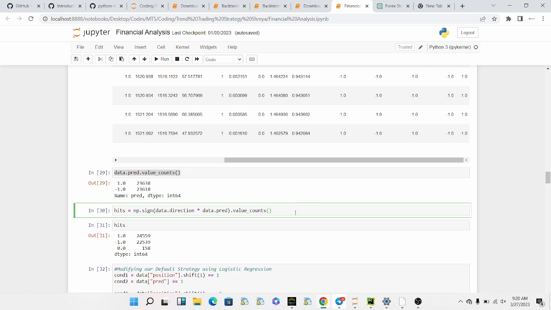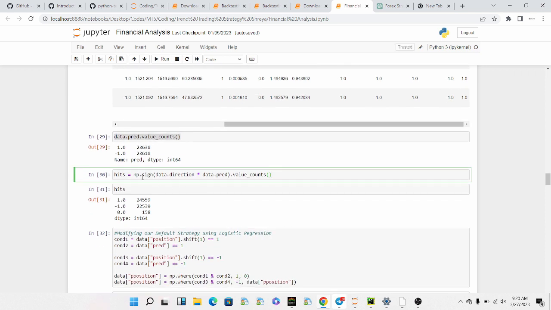Right, so we look at our hit ratio here, which is basically our hits. We looked at the currents, and we measured the data.direction and data.prediction. We're able to get a positive value of 24,559 and negative values of 22,539, which were our missed values, and then our neutral values of 158.